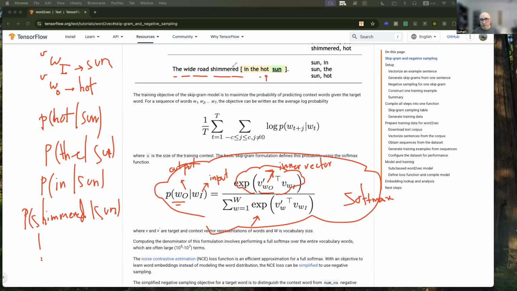We have only 8 words. So there's sun, and the next word would be any of these 8 options. So the total probability must be 1 based on the law of probability. So this total would be 1. So that's what you see, that's the total option of probability that we have in here. And this is for only these 2 cases.